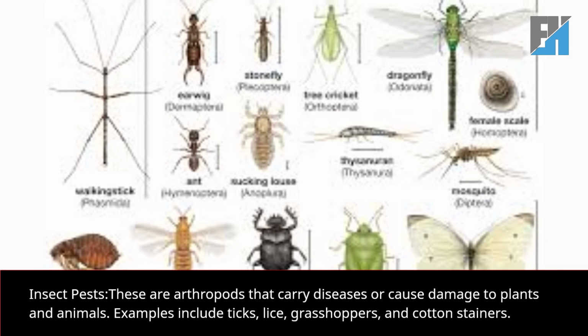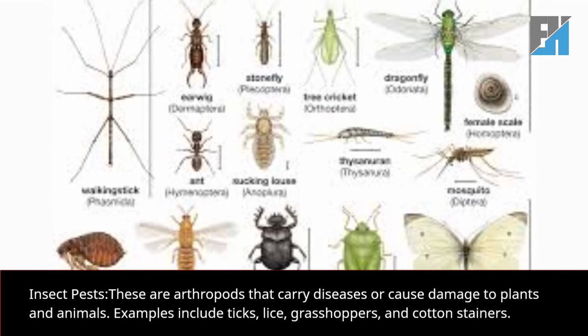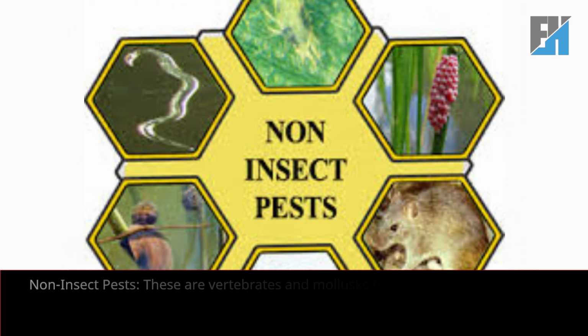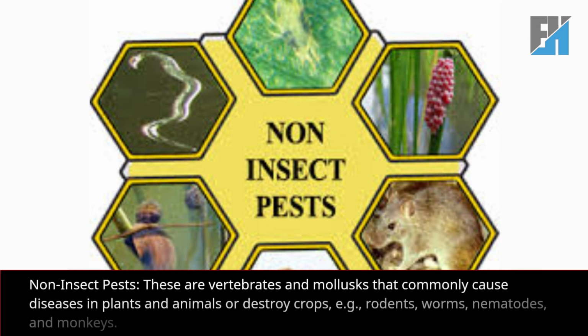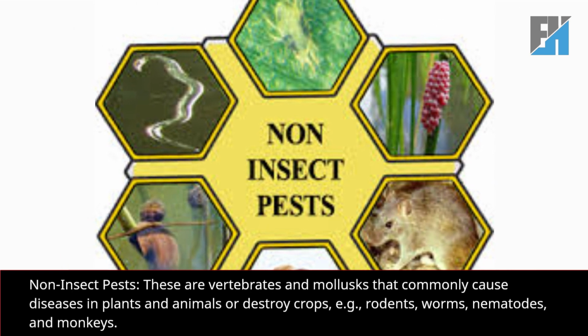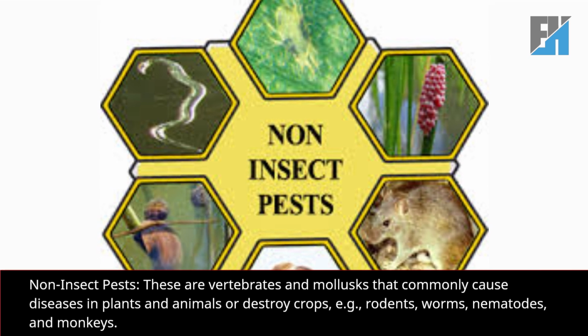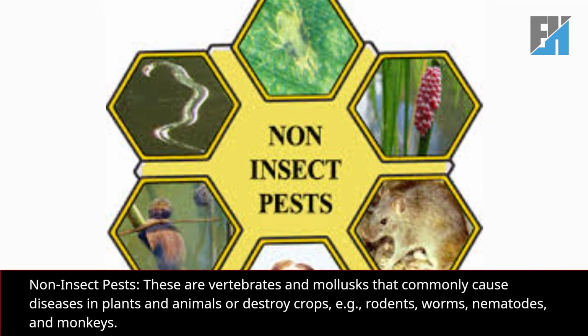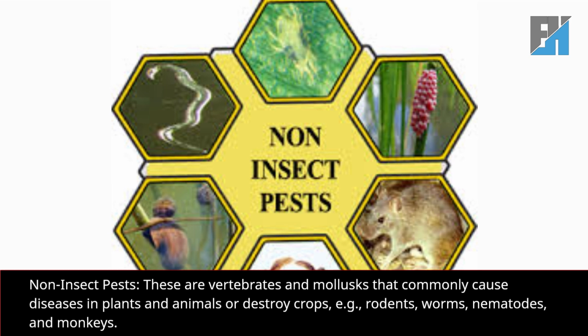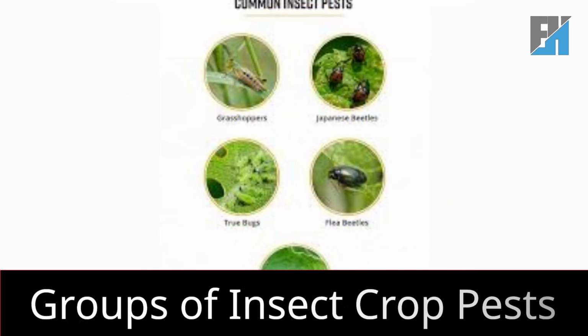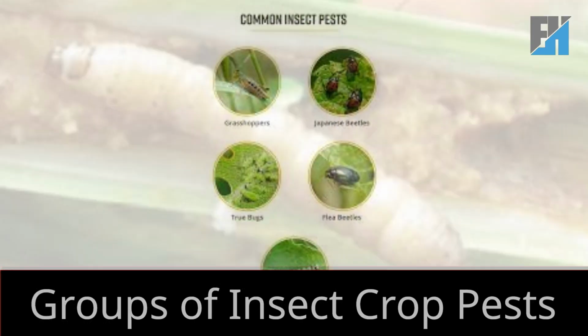Types of pests. Insect pests are arthropods that carry diseases or cause damage to plants and animals. Examples include ticks, lice, grasshoppers, and cotton stainers. Non-insect pests are vertebrates and mollusks that commonly cause diseases in plants and animals or destroy crops, e.g., rodents, worms, nematodes, and monkeys.